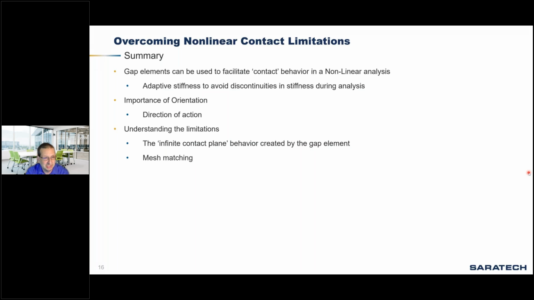Direction of orientation, that line of action, is very, very important. I can't impress upon you how important it is to get that appropriate and how much of a headache that will cause you if it's not appropriate. And then also limitations with it. Again, we're not really dealing with contact here. We're dealing with one-dimensional spring elements. So it creates this virtual contact, this infinite contact plane, when you get to this large deformation on that interface. And then also, unfortunately, I wasn't able to demonstrate it due to time constraints, but getting the mesh match is very important because it also affects the orientation of all our elements in the model.